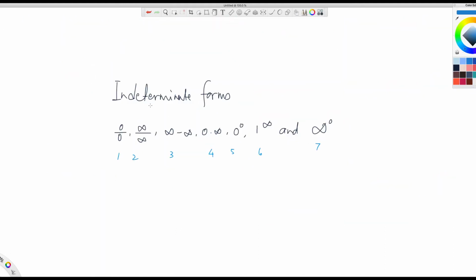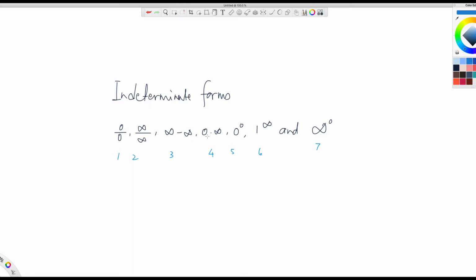Let me clearly list the indeterminate forms. When you plug in the limit, if you get one of these forms, then we call it an indeterminate form. There are 7 of them. One is 0 over 0. If you get infinity over infinity, that is also an indeterminate form. If you get infinity minus infinity, that is also an indeterminate form.